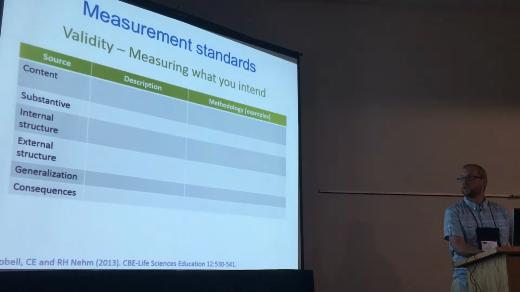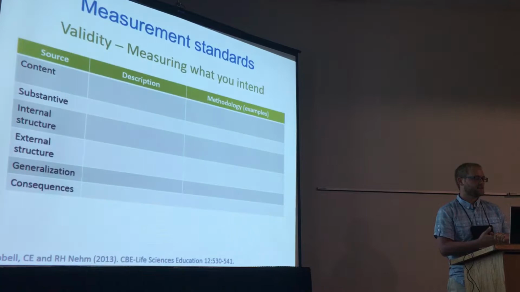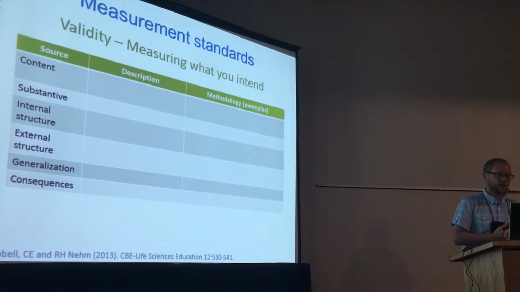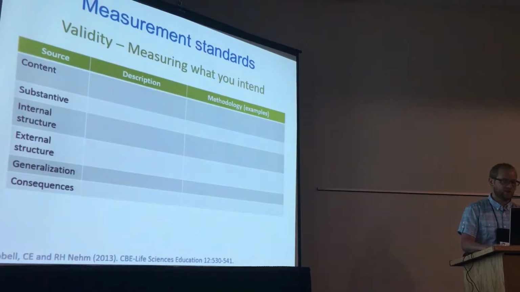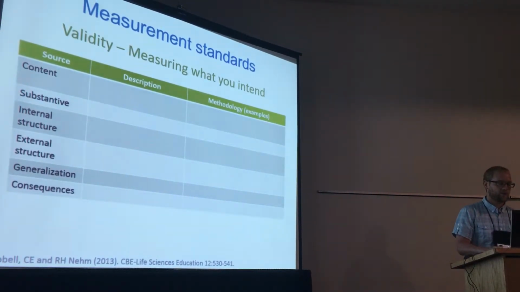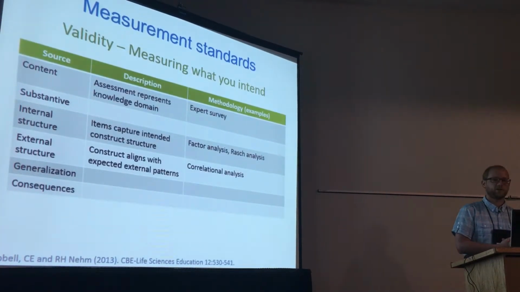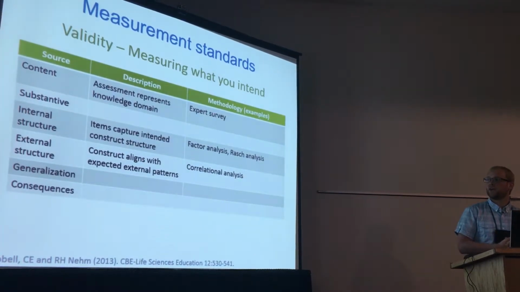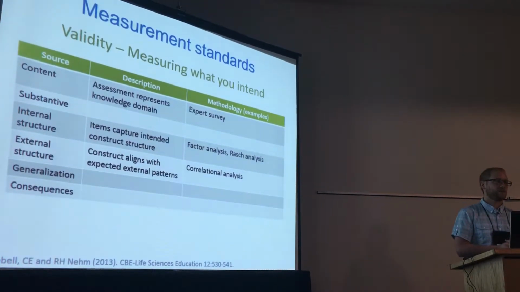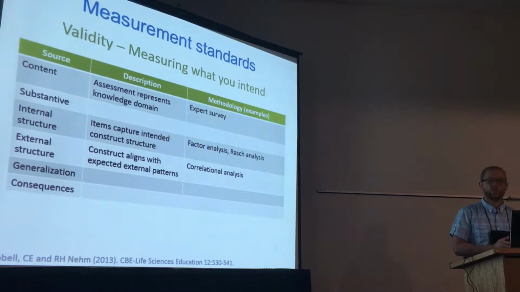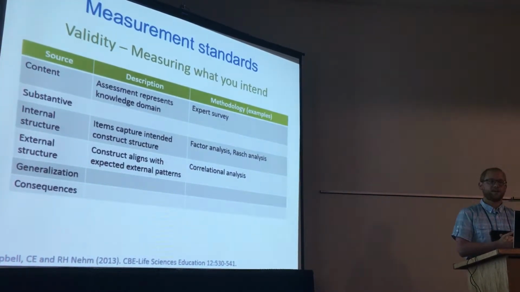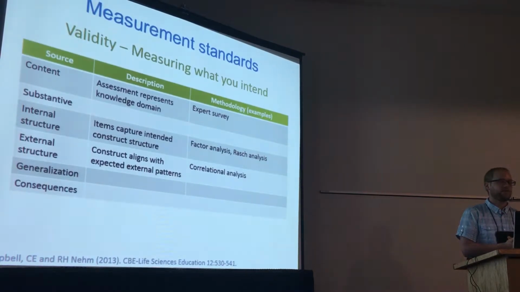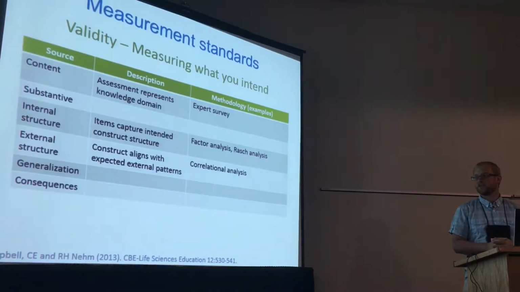So measurement standards, here just talking about validity, there's 6 different sources of validity, and I'm referencing this paper by Campbell and Nehm. I'm not going to go into detail about all of these by any means. I am going to describe 3 of these that are important for the MATE and the IC. And they include content validity, so does the assessment cover the body of knowledge that we want it to cover. Internal structure, which is that all are the items of the assessment capturing the intended structure of the assessment.